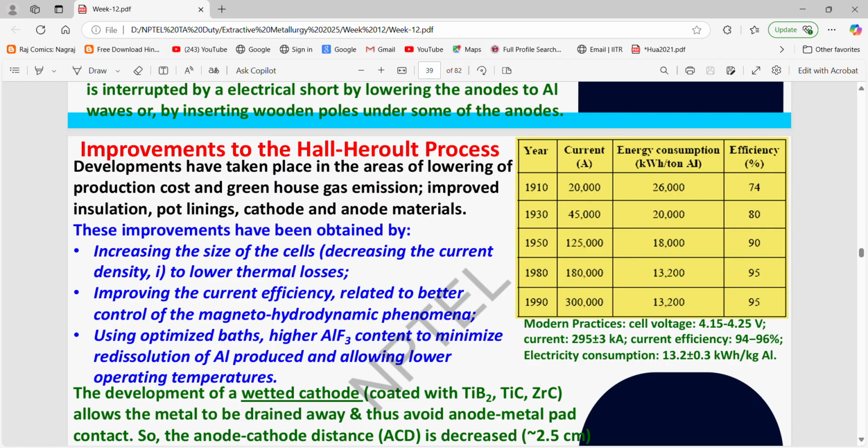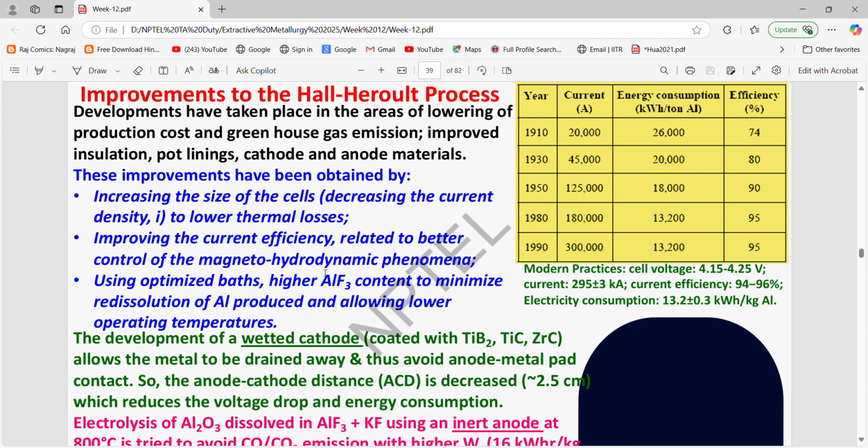cathode and anode materials. These improvements have been obtained by increasing the size of the cell, decreasing the current density to lower thermal losses, improving the current efficiency related to better control of the magnetohydrodynamic phenomena, then using optimized bath, higher AlF3 content to minimize redissolution of Al produced and allowing lower operating temperatures.